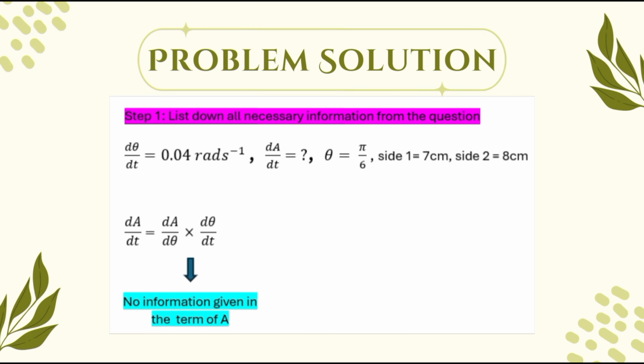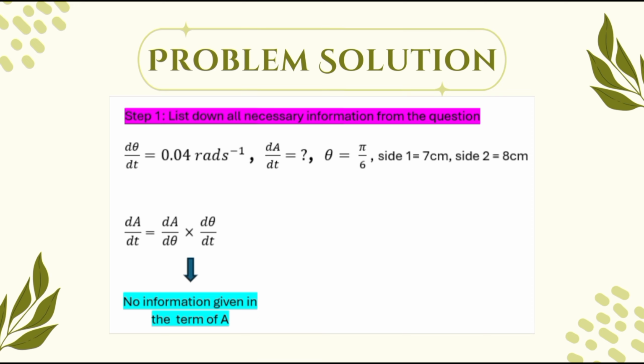Here, I have divided the solving method into 3 steps so we can see more clearly what we're supposed to do in each step. For the first step, we just have to highlight or jot down all the necessary values or points from the question. So, based on the question, given that d theta over dt is equal to 0.04, and we have to find the rate of change for the area of the triangle, which is dA over dt, when theta is equal to pi/6. Besides that, we were also given two sides of the triangle with the lengths of 7 and 8 cm.